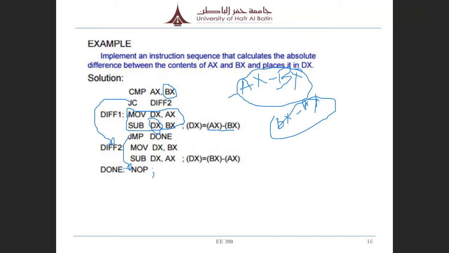We have to do BX minus AX. That means BX will be set in the DX register now. Move DX comma BX, and then sub DX comma AX. That means we do BX minus AX, and the result is saved in DX. Is it clear? Is it okay?